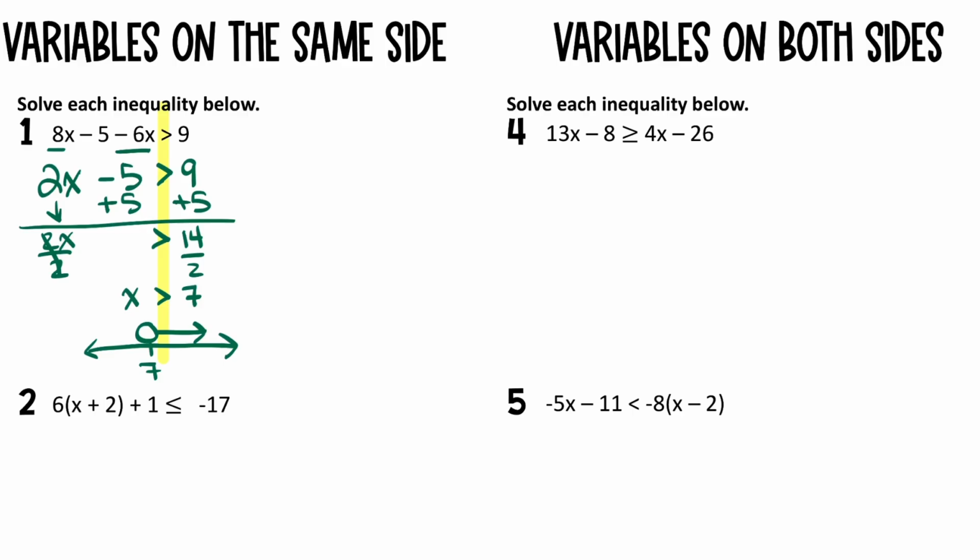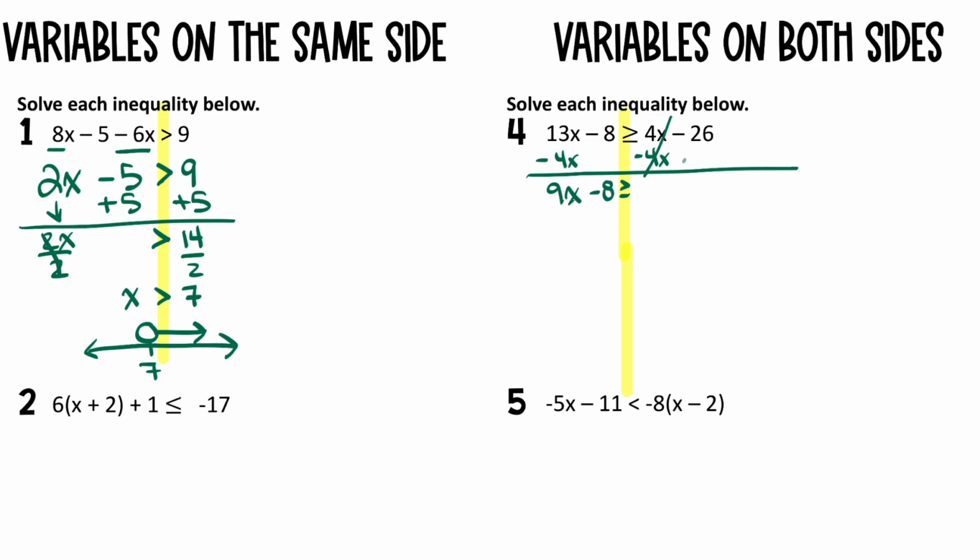Contrast this to variables on both sides. Again, I want to make sure that I distinguish between those two sides. Now, I look at this, I have 13x on the left, and I have 4x on the right. I would rather subtract a smaller number from a larger number to keep everything positive. So 13x minus 4x is 9x. Take away 8 is greater than or equal.